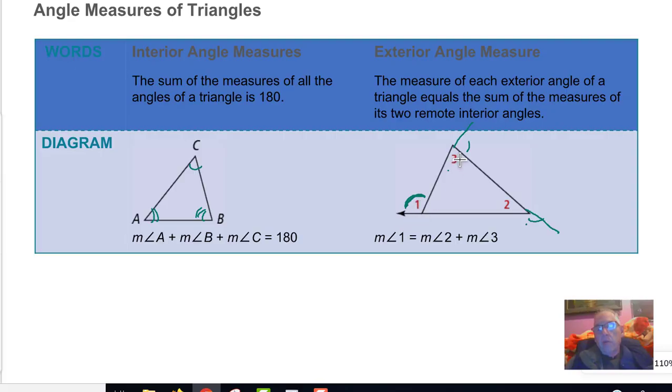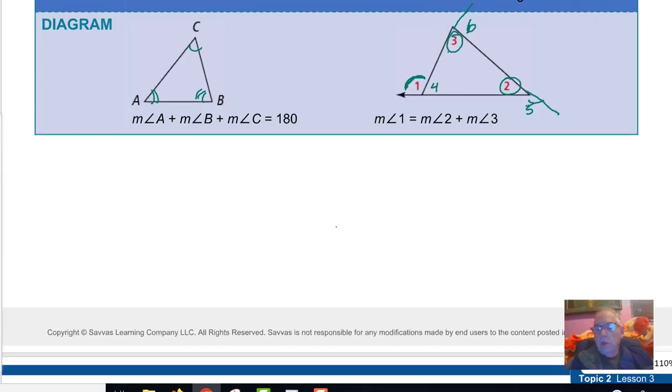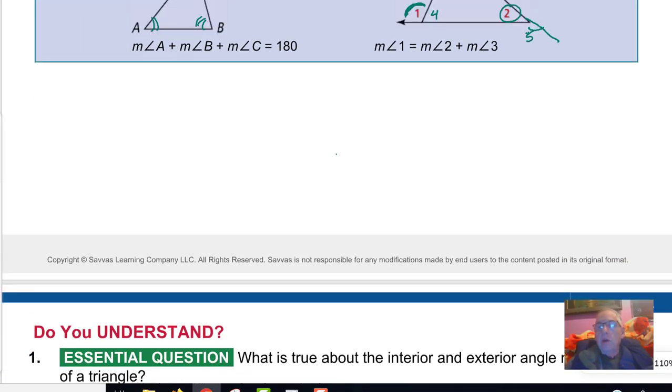So this angle 1 is equal to the measure of angle 3 plus angle 2. Now we had an angle 4 here. This angle here, let's call this angle 5, would be equal to the sum of 3 and 4. If we call this angle 6 up here, this angle 6 is going to be equal to the sum of angle 4 plus angle 2. So exterior angles are always equal to the sum of the remote interior angles. And that's our presentation.